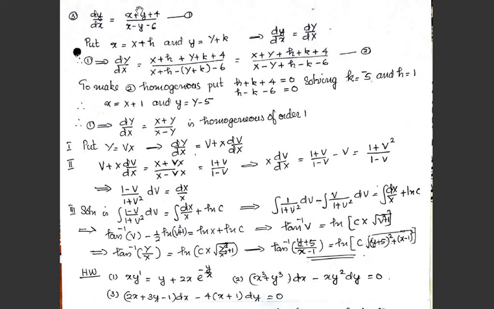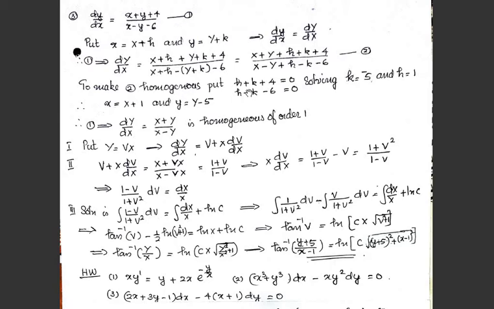This can be made homogeneous if we can find h and k such that these two constant values are equal to 0. That means the sum of these quantities is equal to 0 and the sum of these quantities is equal to 0. Then we can say that this expression can be reduced to homogeneous form.